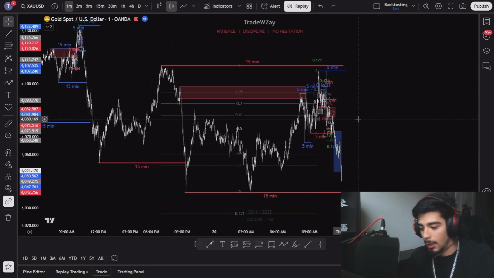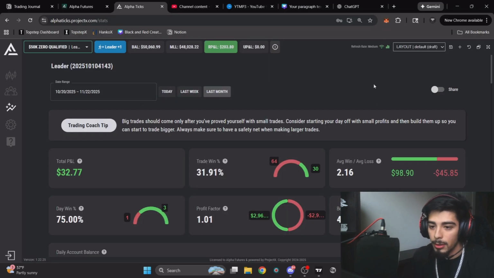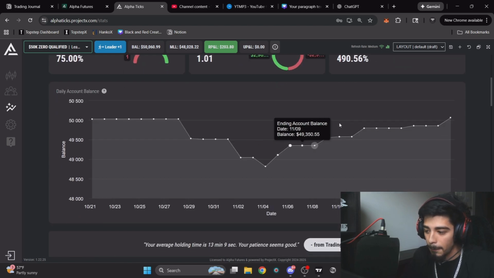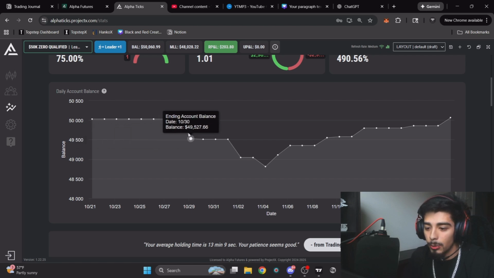We ended the day up. I will show you guys here on the alpha, on my funded account. This was my curve. So I got funded, and then I didn't trade it until recently, till like the 30th. I was like, you know what, it's time to lock in. So bam, I end up losing some trades.